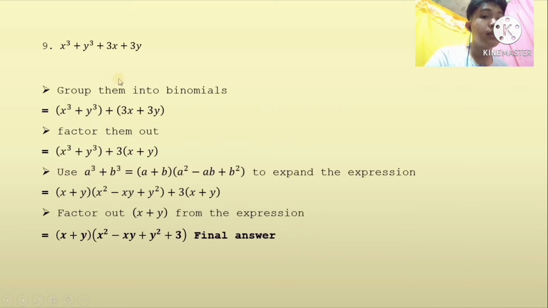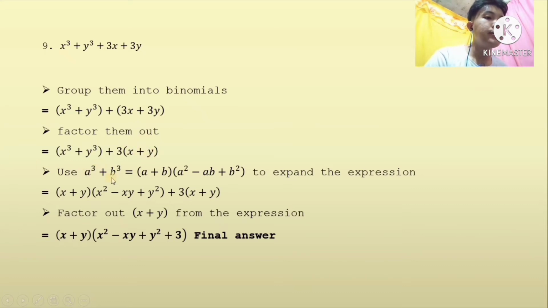Next, number 9. Let's factor x cubed plus y cubed plus 3x plus 3y. So first, group them into binomials. So it will become x cubed plus y cubed and plus 3x plus 3y. So factor them out. The factor of 3x plus 3y is 3 times x plus y.